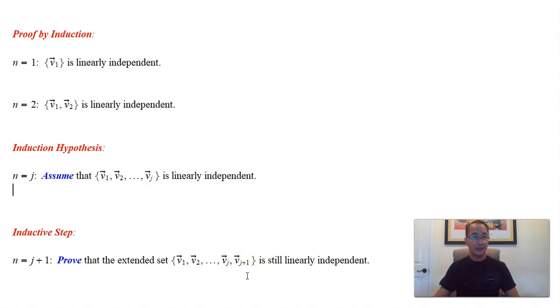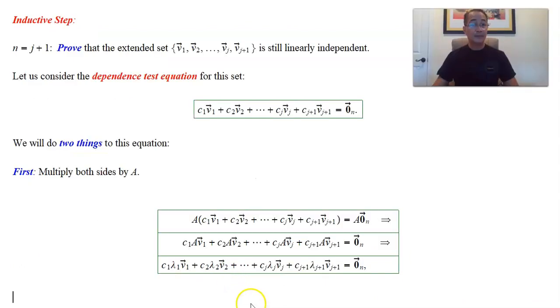Then that bigger set, that extended set, is still linearly independent. So this is the statement that we prove. There's a bit of writing that we have to do for this proof. I have written the steps so far.